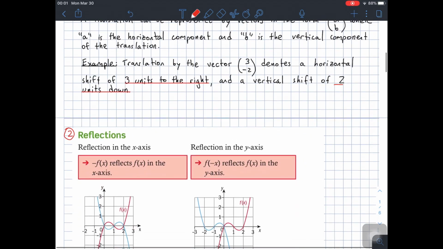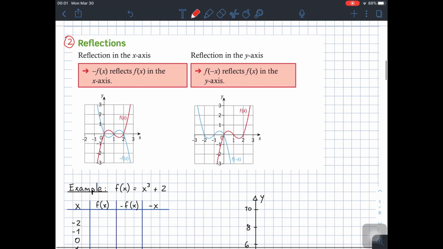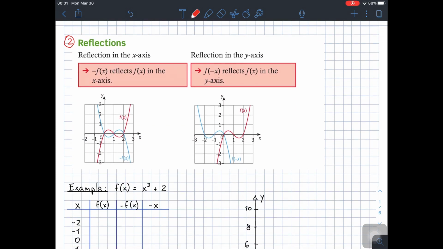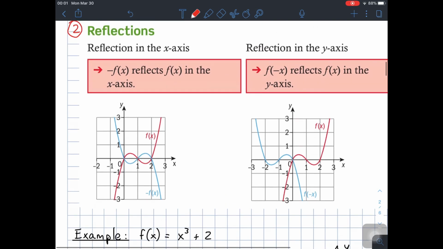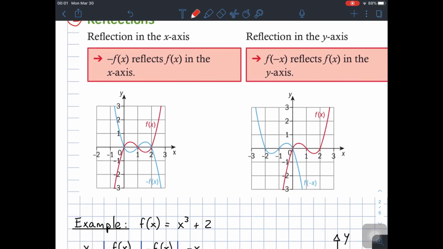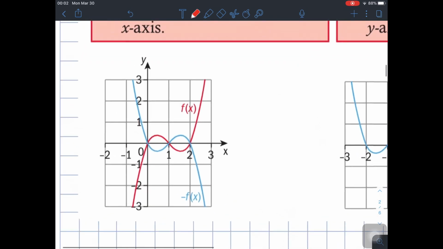Okay. Then we have the second type of transformation, which is reflection. And it says, minus f of x reflects f of x in the x-axis, meaning that the x-axis is acting like our mirror here, right? So if you see this function, the red one is the original function.